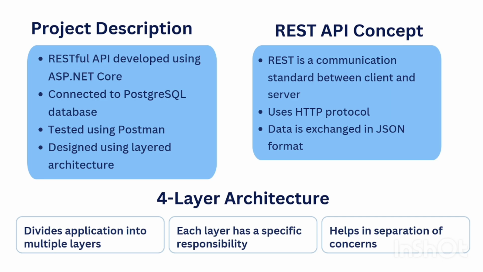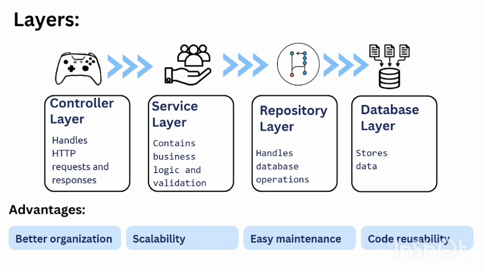Now moving to our second concept, that is four-layer architecture. It is a design pattern used to organize an application into separate layers. Each layer has a specific responsibility, which makes the system easier to understand, develop and maintain. The four layers of this architecture are controller, service layer, repository layer and database layer.